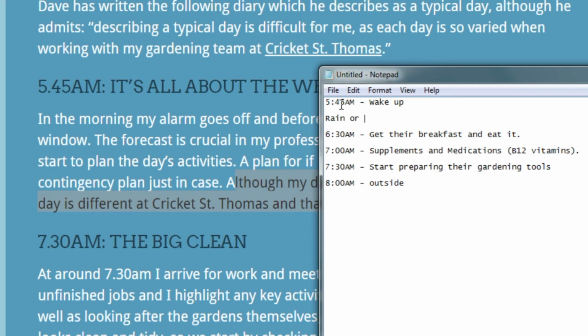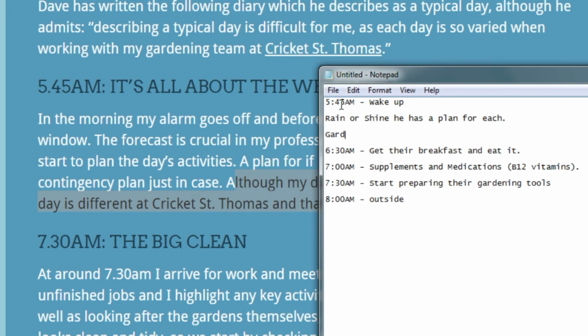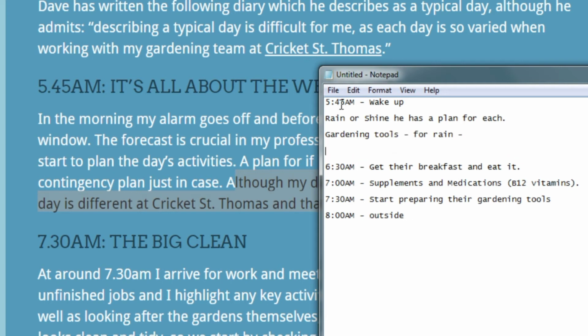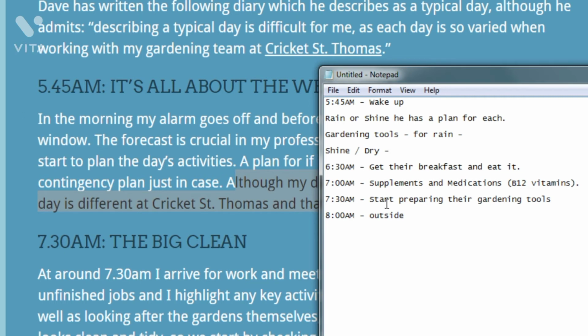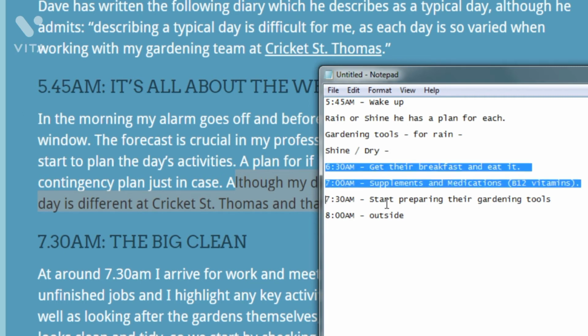Rain or shine, he has a plan for each. So maybe gardening tools, or rain or shine and dry. So obviously they skip the part where he eats breakfast. So everybody has to eat. So by 7:30 a.m., as you can see here, this is when he starts work. But in between that, we have fulfilled these two items, right?